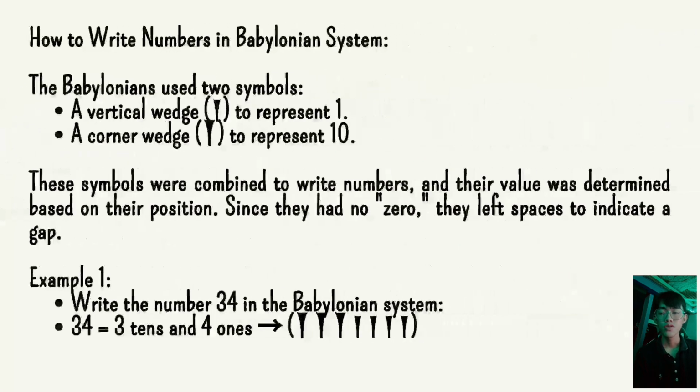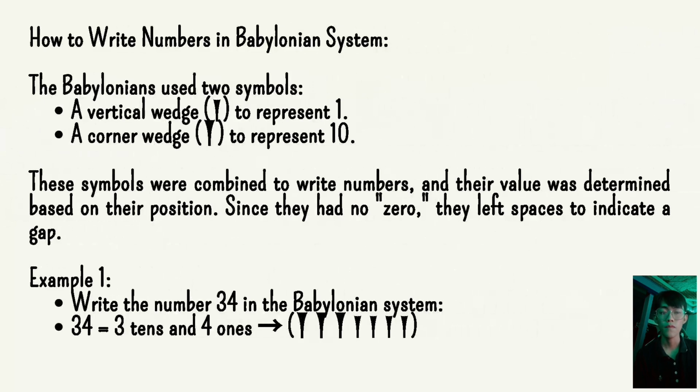The Babylonians used two symbols, a vertical wedge, which is, let's just say, a small stick to represent 1, and a corner wedge, which is the big stick to represent 10. These symbols were combined to write numbers and their value was determined based on their position. Since they had no zero, they left spaces to indicate a gap.